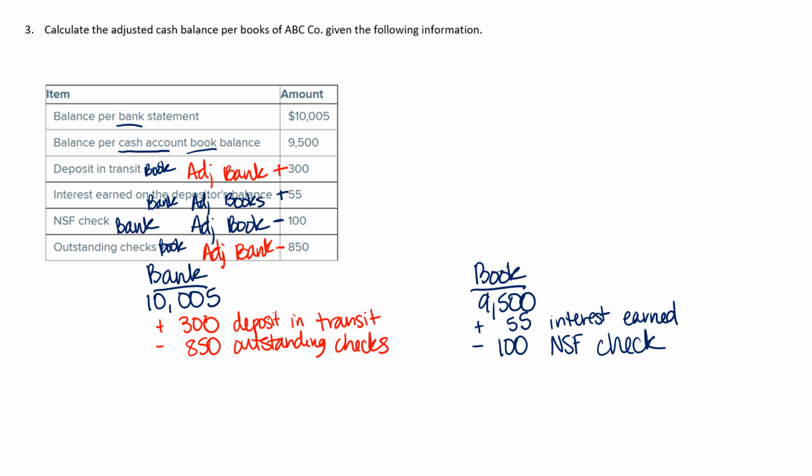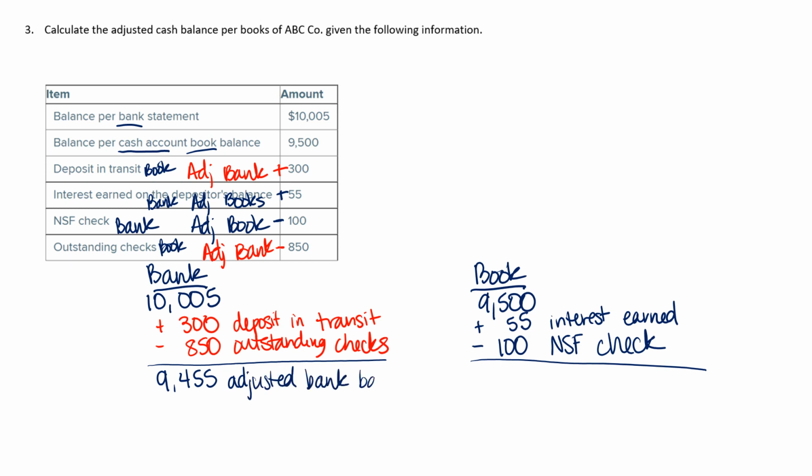All right, that's everything. So now we just have to do the calculations. On the bank side, once you make this calculation, that's going to give you $9,455 as the adjusted bank balance. And then on the book side, once you do this calculation, that also gives you $9,455 as the adjusted book balance.